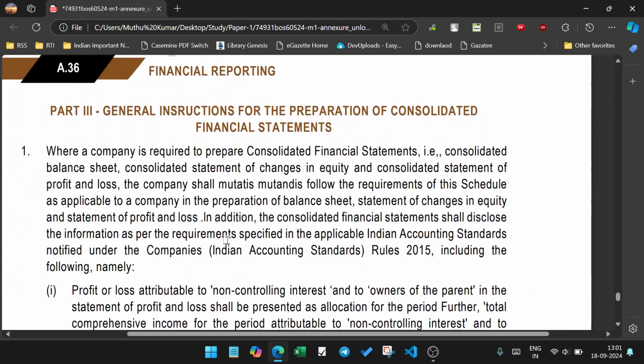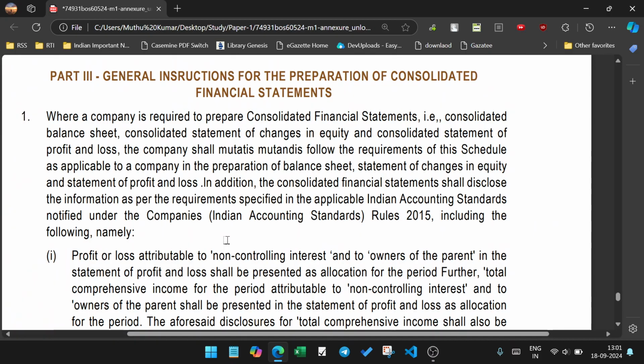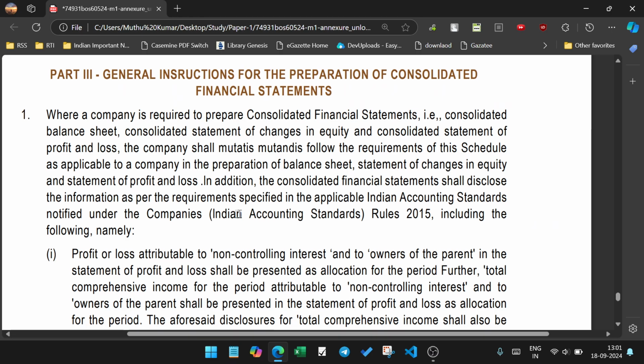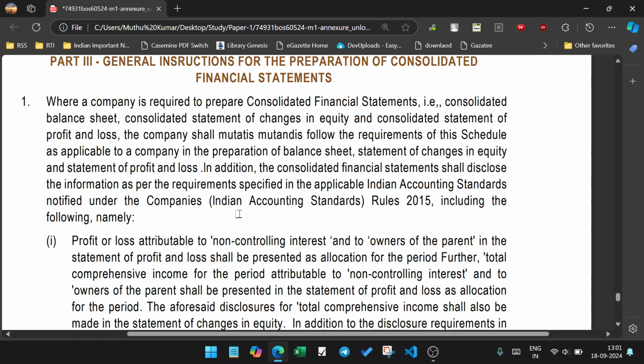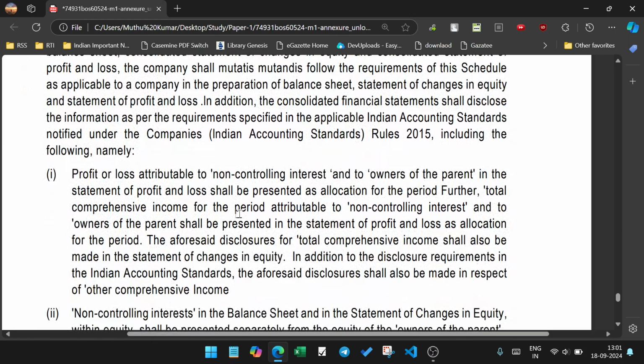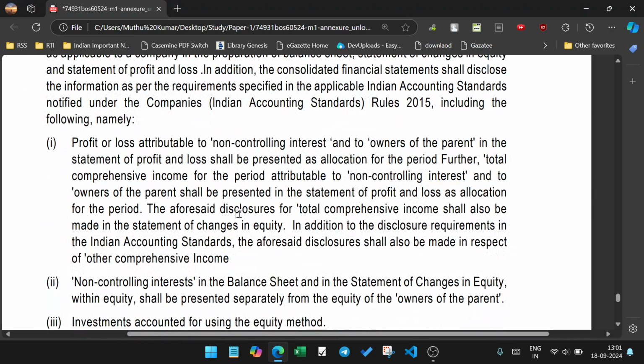General instructions for preparation of consolidated financial statements. A company required to prepare consolidated financial statements, the consolidated statement of changes in equity and consolidated statement of profit and loss shall follow the requirements of the Schedule as applicable to companies in preparation of the balance sheet, statement of changes in equity and statement of profit and loss. In addition, the consolidated statement shall disclose information as per the requirements specified in the applicable Indian accounting standards.